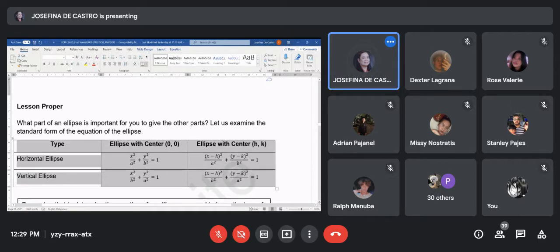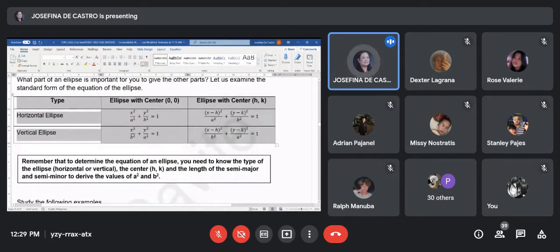Okay? So remember that to determine the equation of an ellipse, you need to know the type of the ellipse, if it is horizontal or vertical, the center HK, kasi kung 0,0 naman yan, x squared lang, and the length of the semi-major and semi-minor axis to derive the values of a squared and b squared. So, yun lang ang aalamin natin.